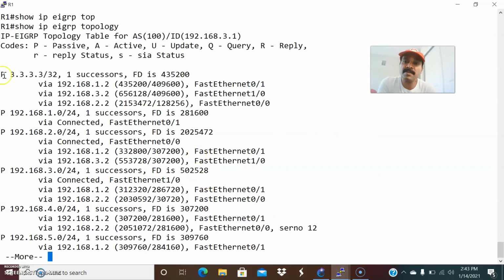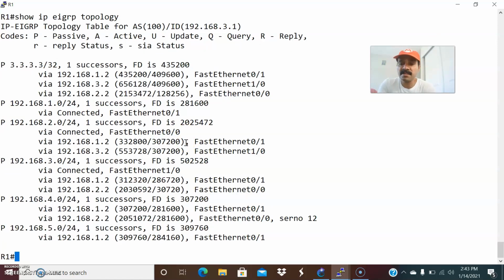The topology table will have the successor and all this information. It shows whether the route is passive. Passive is nothing but the route status being good. The successor is always the best route. So the topology table will have all the information like successor, feasible successor and everything, but the routing table contains only the best route information, that is the successor. Let us see.